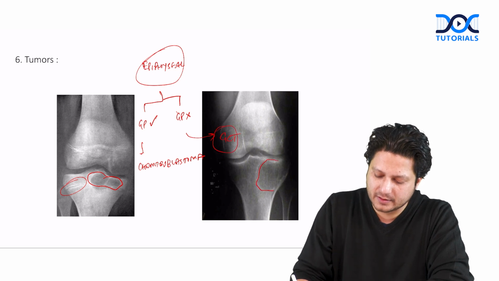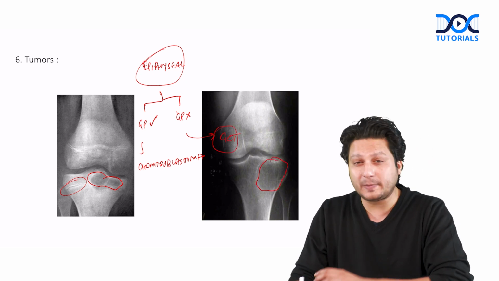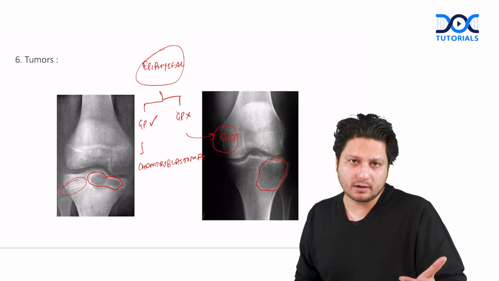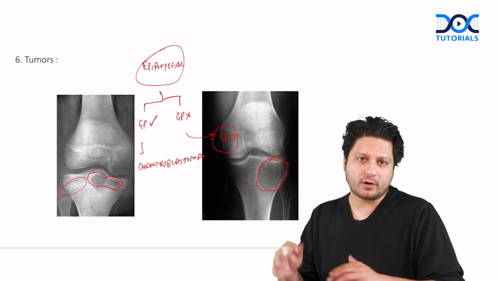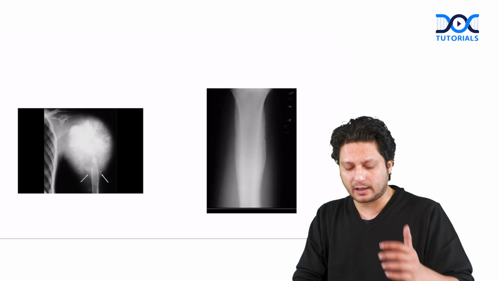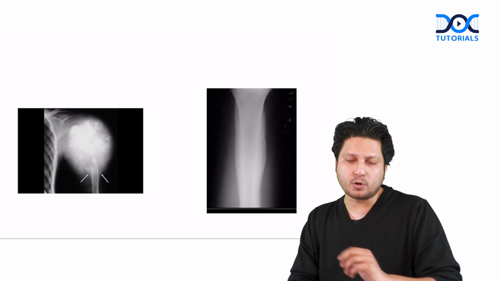Like in this case, this is an epiphyseal tumor, but the growth plate is obliterated. That means the patient is skeletally mature. All right. So you go in favor of giant cell tumor. This is how the differential diagnosis of GCTs, that means the epiphyseal tumor, could be made.